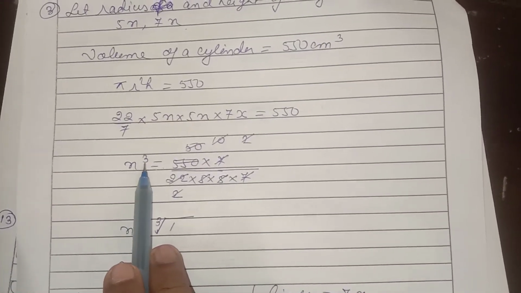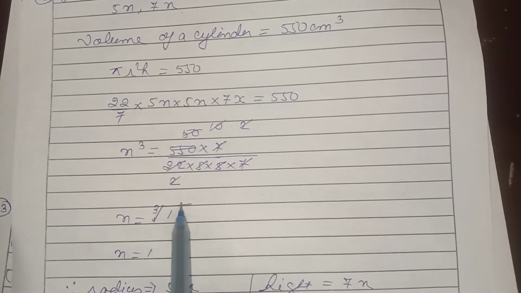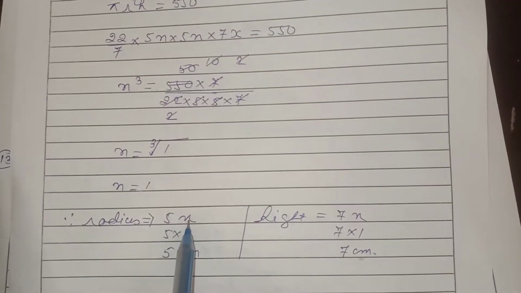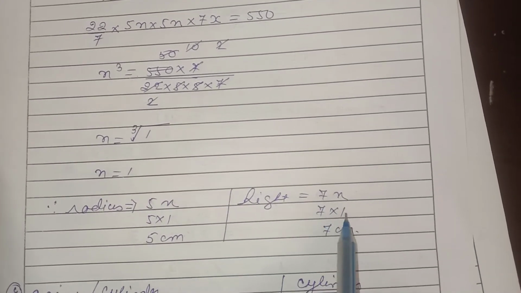So we got x cube. If you solve here, you will get 1. So cube root of 1 is always 1. To find out radius, we have got 5x. 5 into 1, that is 5. Height is 7x. 7 into 1, that is 7.